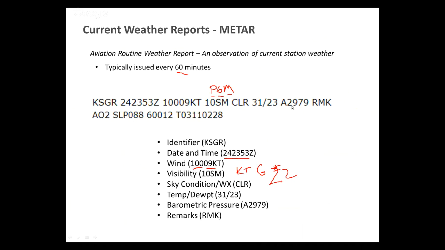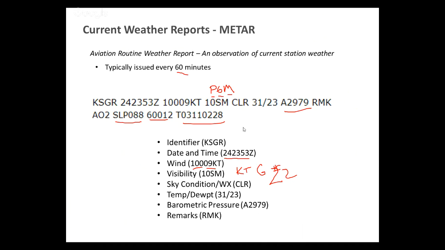So, 29 inches of mercury converts to 88 millibars if you want to. And then this has another meaning which I vaguely remember. So for the remarks section, what I'll say is you can Google it, because there's a ton of different codes that the METAR can give you.